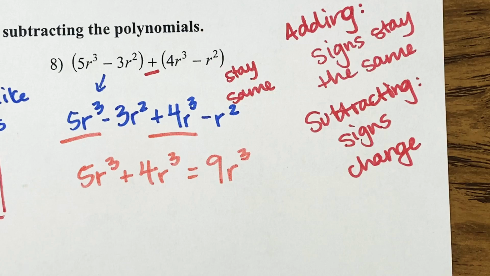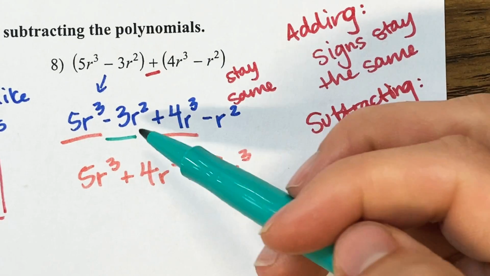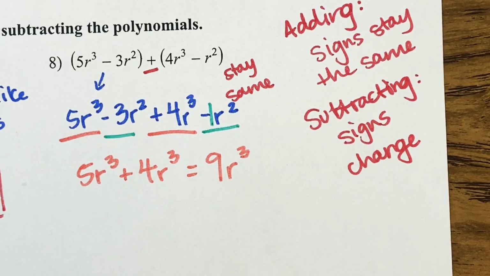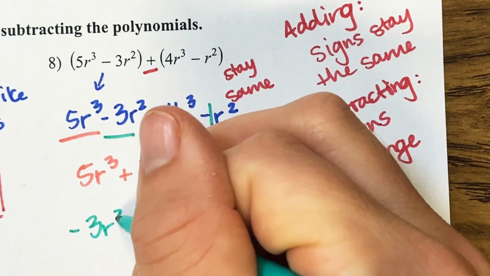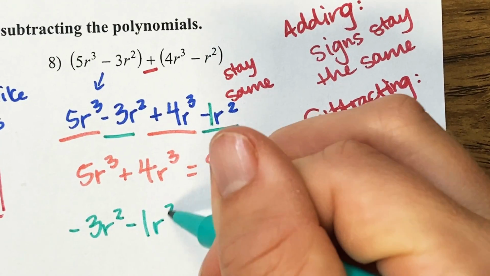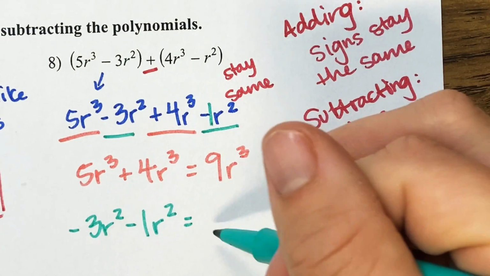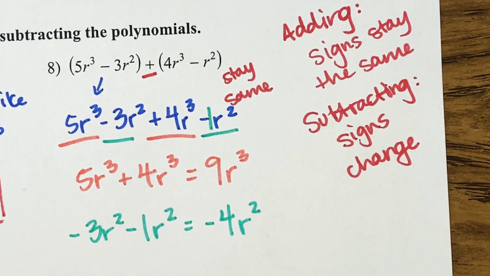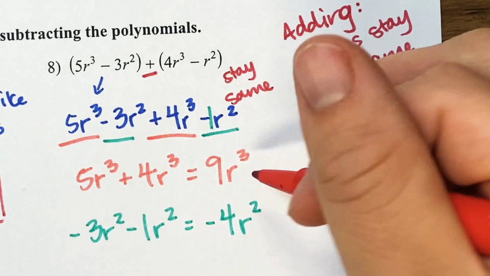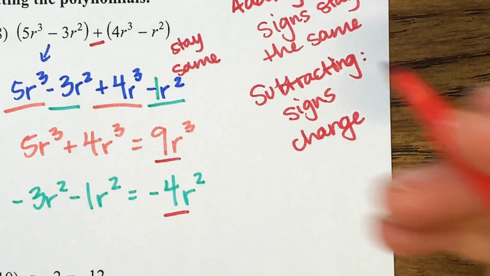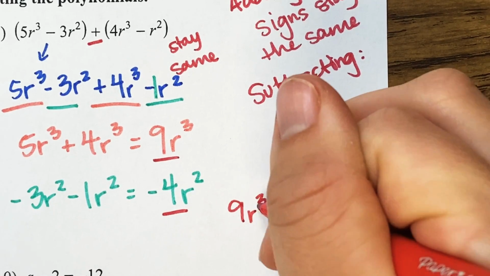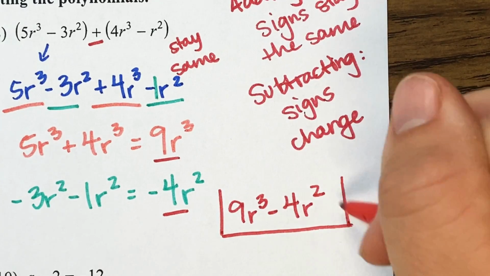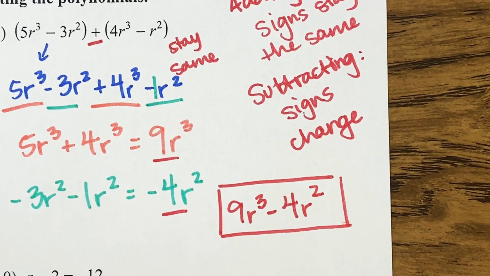Okay, my next term is negative 3r squared, so I need the r squared, and that is a like term. So this is negative 1r squared. So we have negative 3r squared, take away another r squared, so we're getting more negative here. So we have negative 4r squared. Okay, now you have both pieces of your simplified expression, so you just rewrite them. 9r cubed minus 4r squared. Those are not like terms, so that is as simplified as it will get.